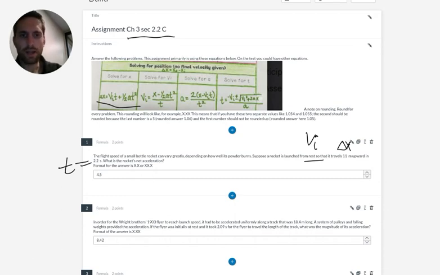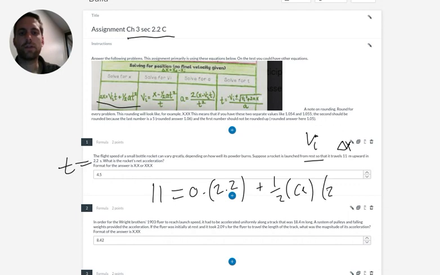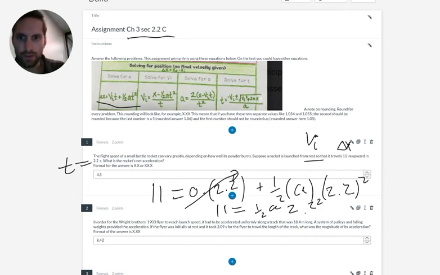And when we do that, we have 11 equals 0 times 2.2 plus 1/2 times a, which we don't have, times 2.2 squared. So this is going to go away. I'll get 11 equals 1/2 a times 2.2 squared. What we're going to do is find what a is.